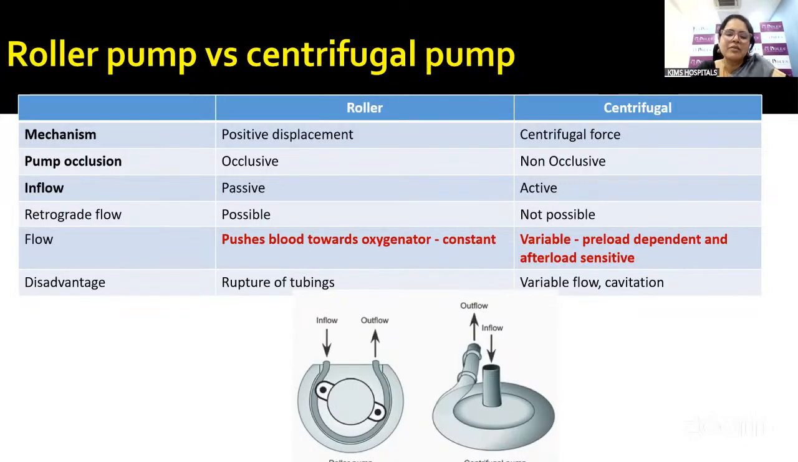But the problem is whenever there is resistance, or when in a baby there is increased systemic vascular resistance because of some physiological fluctuations, or let's say there was some obstruction or kink in the return cannula, this can even lead to rupture of tubings because it positively displaces blood at a constant pressure.